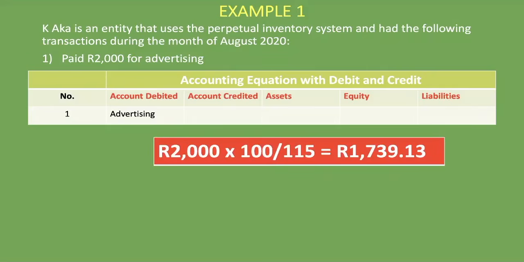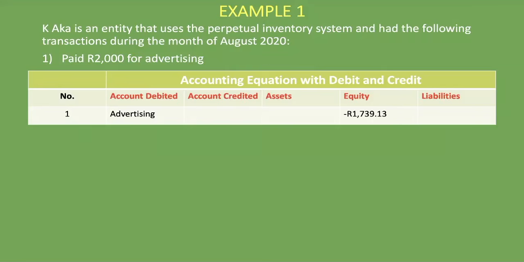So we'll put that amount, 1,739 Rand 13 cents, in which section? In the equity section. Remember, expenses decrease our equity, so we're going to put it in the equity section as a negative. And now we have just done our advertising account. Remember, our incomes and expenses go under the equity column because the expenses decrease our equity and the income increases our equity.